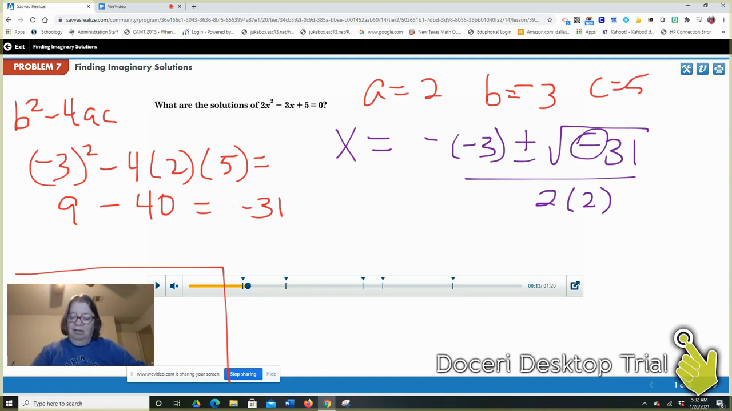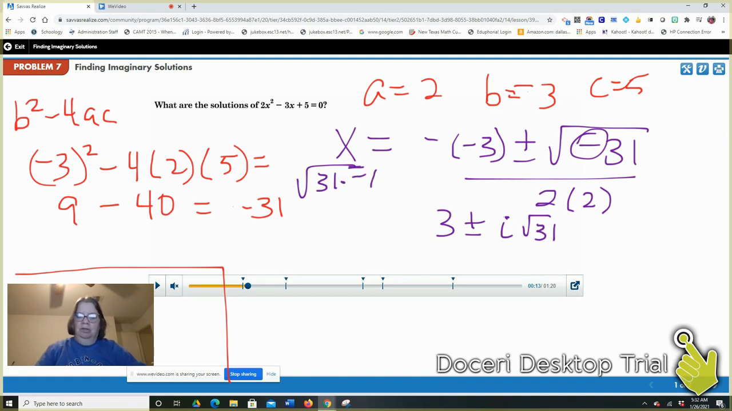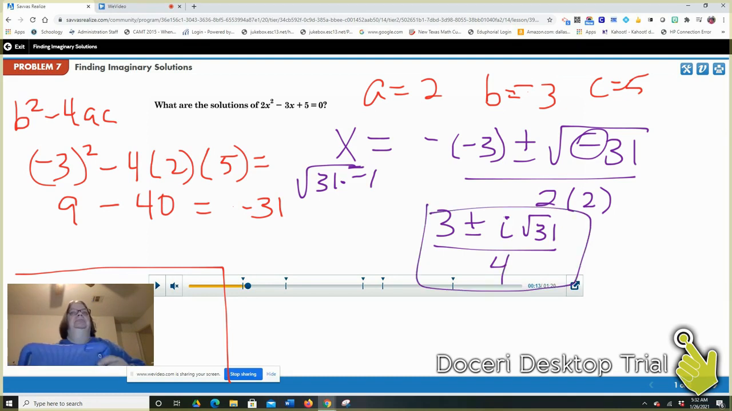So we have, this makes positive 3 plus or minus i times the square root of 31. We can't simplify the square root of 31. It's not a perfect square. No squares divide into it. We pull out that negative as the i, because that is really 31 times -1, right? So we pull out the i. On the bottom, we have 2 times 2 is 4. There are 2 complex solutions.